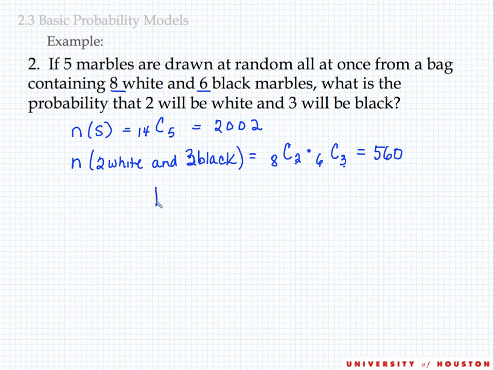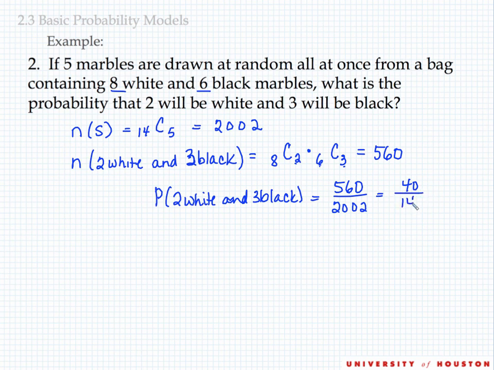560. So the probability of 2 white marbles and 3 black marbles is 560 out of 2002. This reduces to 40 out of 143, or approximately 0.28.